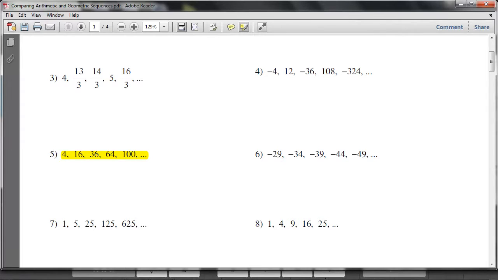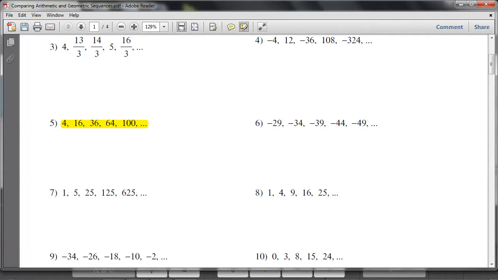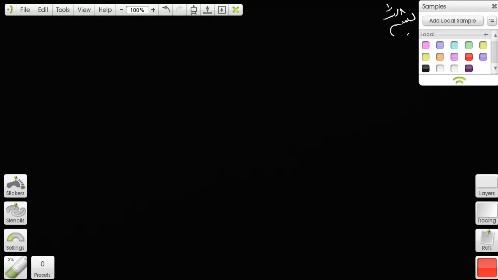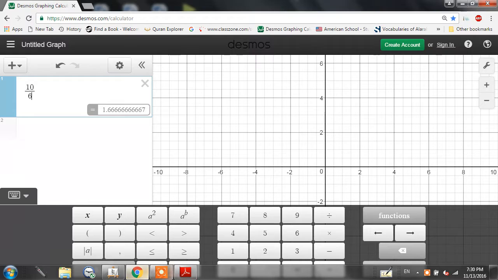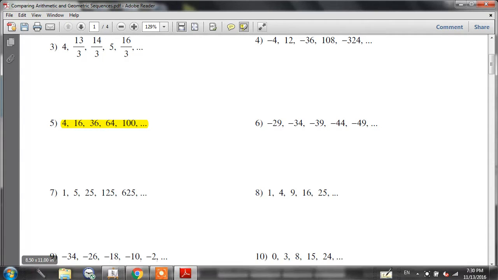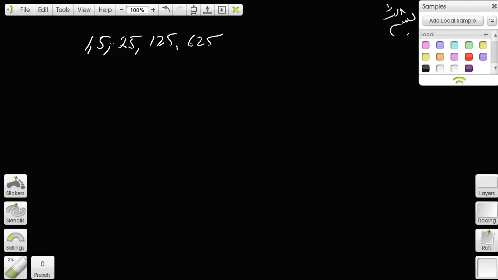Let's do another one. 1, 5, 25, 125, 625. I hope I copied that right. Yes, we copied that right. So I can tell clearly it's not going to be arithmetic, right?